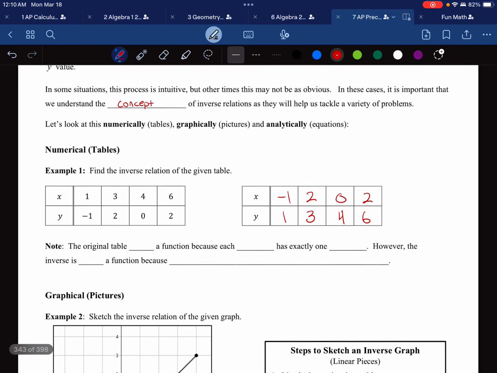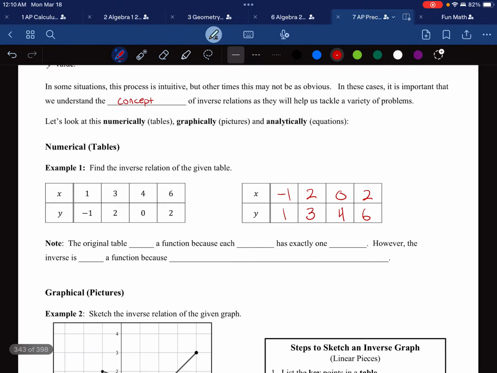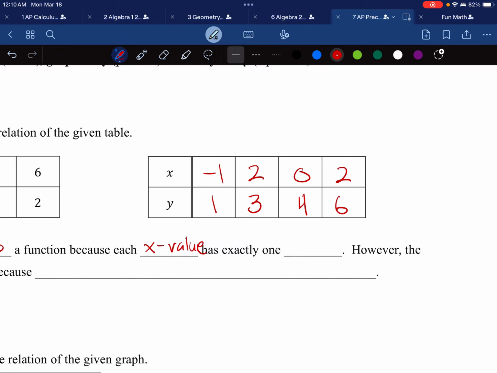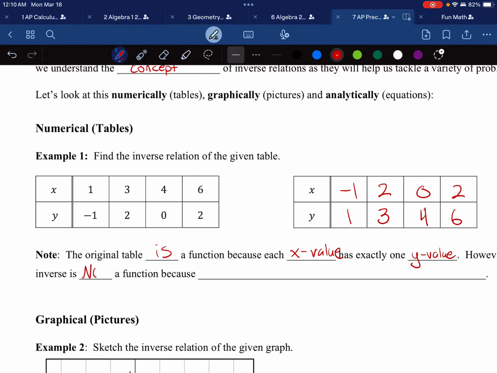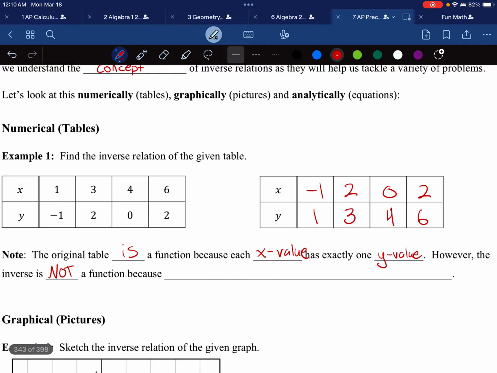All right, so the original table is a function. Yes, it is a function, because each input, or each x value, has exactly one y value. However, the inverse is NOT a function because the x value, well, let me explain this in words and then I'll write it down.